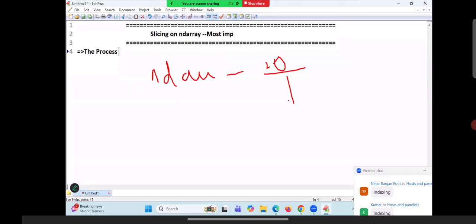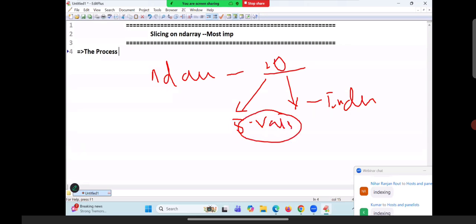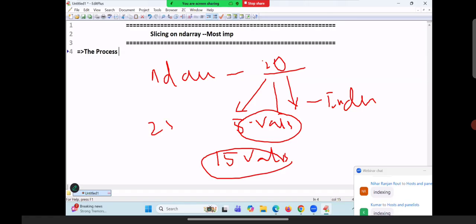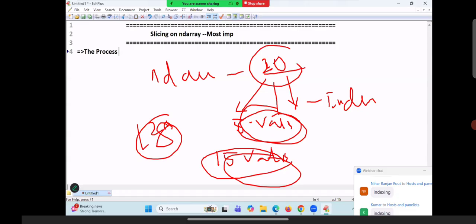Getting one value from 20 is called which concept? Indexing. Now I want to get 5 values. The 5 values are called a subset of the ND array. I want to get some 15 values. Those 15 values are also one ND array. Next I want to get some 18 values. These are all called what? Subsets. Subsets of what? Of this ND array.